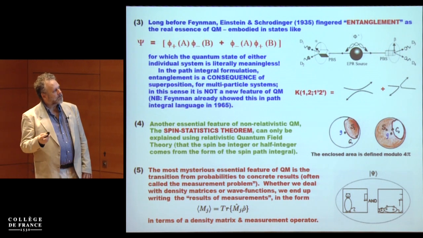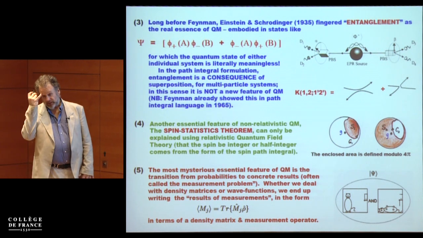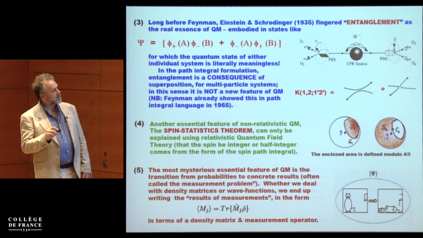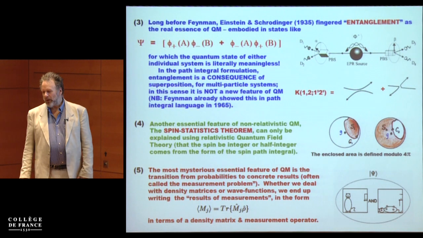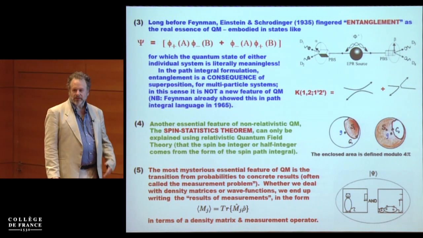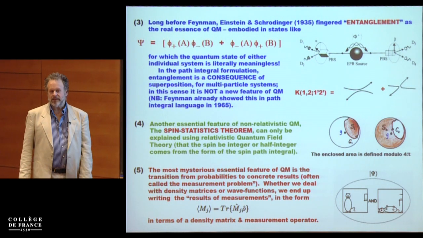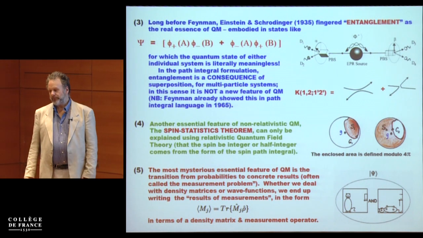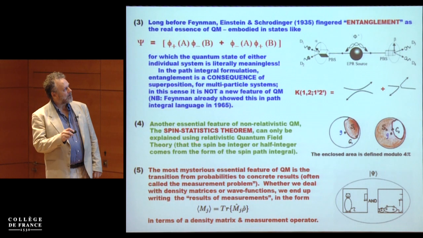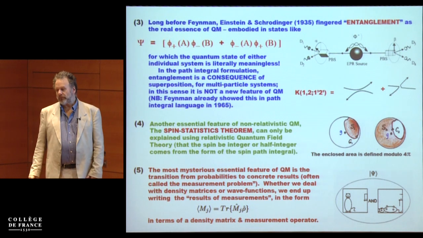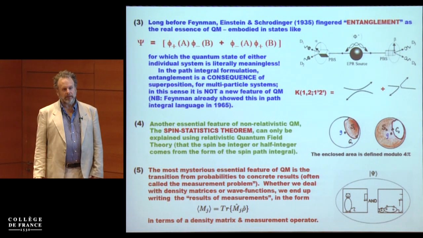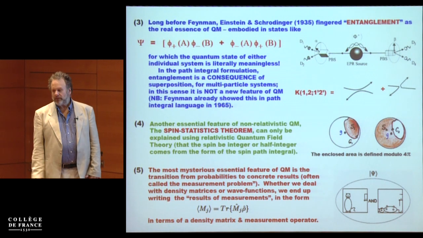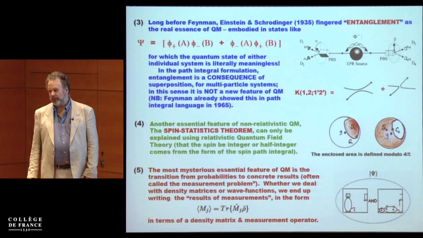Now, there are two other essential things which I think are somewhat mysterious in quantum mechanics, which were not mentioned. One of these is the spin statistics theorem. Why is it that there is an association between spin and statistics? And it turns out you can't explain that in non-relativistic quantum mechanics. You can only explain it by going to relativistic quantum field theory, as was first shown by Pauli in 1949. And in fact, nobody has found an explanation simpler than that.